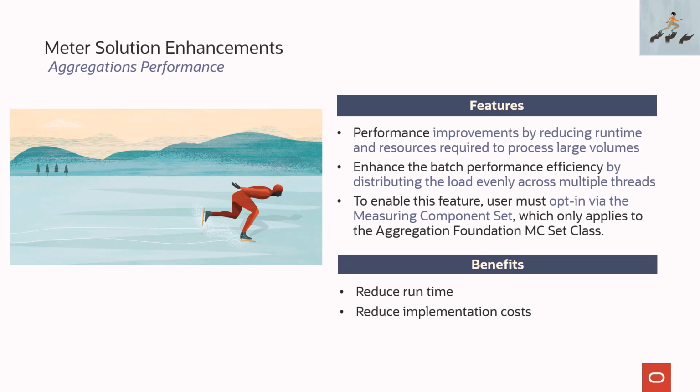As you know, dynamic aggregation uses dynamic queries to scan dimensions, identify constituents, and support the aggregation processes. This release enhances batch performance efficiency by distributing the load evenly across multiple threads. This load distribution reduces runtimes and high resource usage when processing large volumes of data. To enable this feature, you have to opt in via the measuring component set, which only applies to the aggregation foundation MC set BO, that is D1 aggregation foundation set BO.